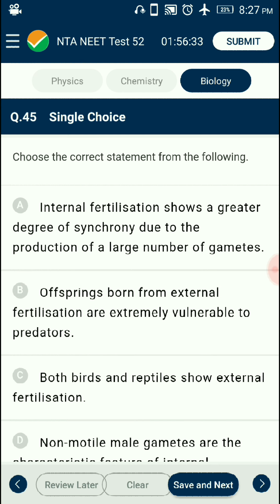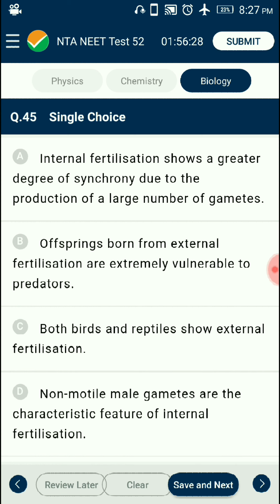Question number 45. Choose the correct statement from the following. Organisms exhibiting external fertilization show great synchrony between the sexes and release a large number of gametes into the surrounding medium, for example water, in order to enhance the chances of syngamy. This happens in bony fishes and frogs where a large number of offsprings are produced. A major disadvantage is that the offsprings are extremely vulnerable to predators, threatening their survival up to adulthood.